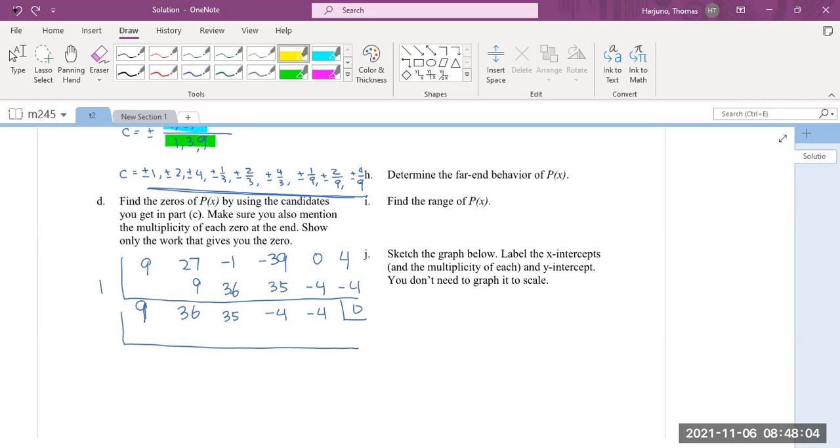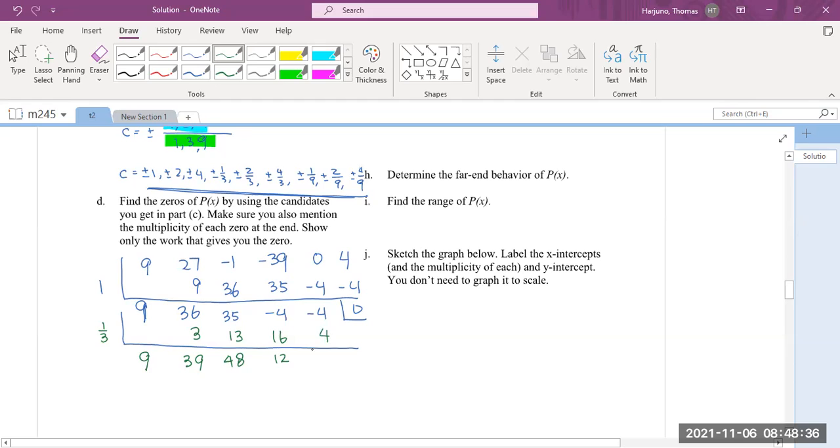Now, let's try more. This is still our scratch work. I don't know what else, though. Should I try 1/3 maybe? 9. So this is 3. This is 39. This becomes 13. This is 48. Divided by 3 is 16. This is 12 divided by 3. That's, oh, so 1/3 is a 0. Oh, that's nice.